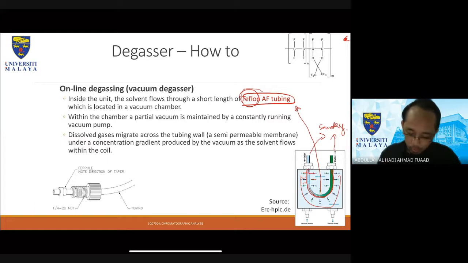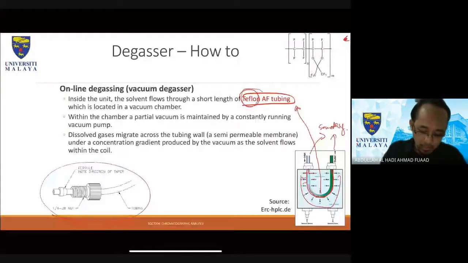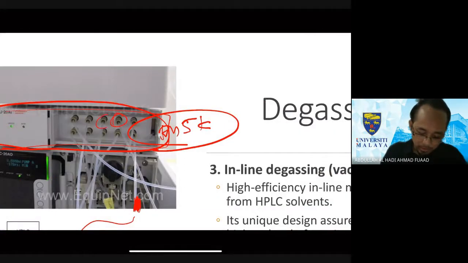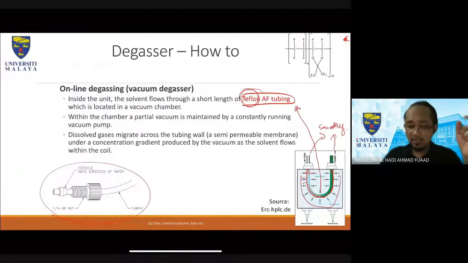Okay, so simple membrane. What else do I need to talk about here? These are just an image of the connection that is being shown up here. That's one of the connection systems for HPLC, especially in connecting to a degasser system.